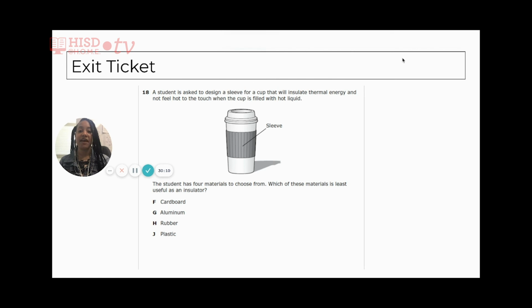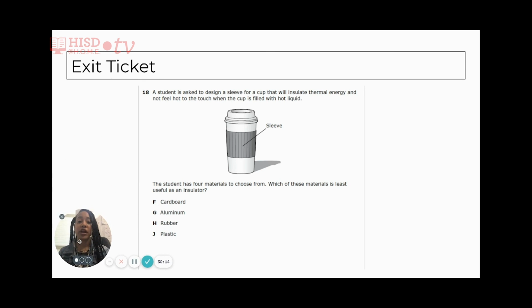The question I have for you today: a student is asked to design a sleeve for a cup that will insulate thermal energy and not feel hot to touch when the cup is filled with hot water. The student has four materials to choose from. Which of these is the least useful as an insulator? So out of the four, which one is the least useful?